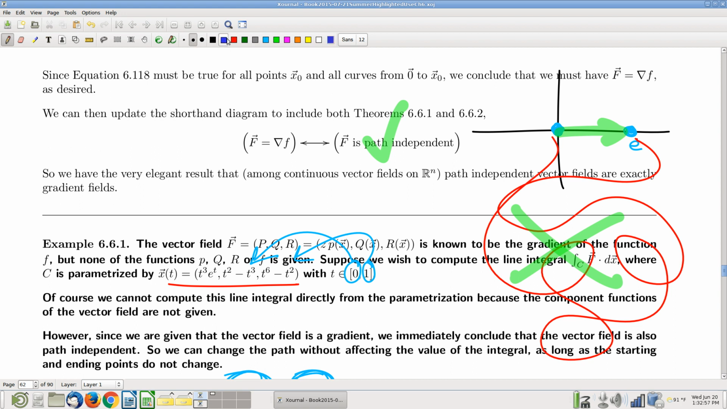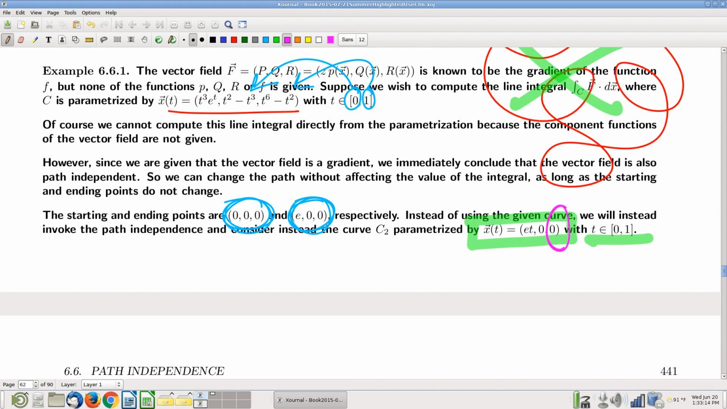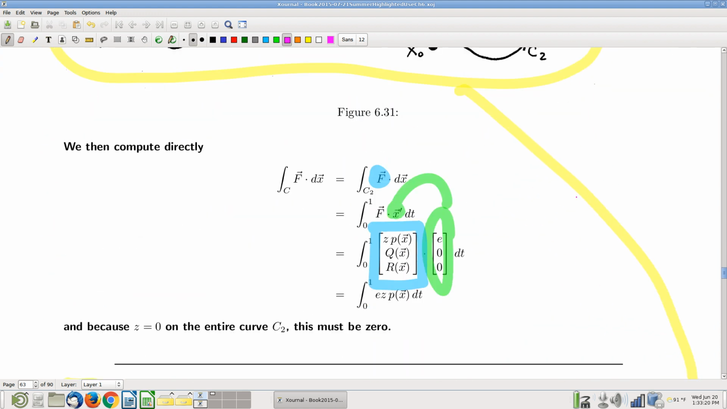This curve, I'll do this in purple. This curve, everywhere along this curve, z is 0. It's on the x-axis. z is 0 everywhere on that curve. You can see it right down here in the parameterization that we made. z is 0. And that means that in this integral here, that z is 0. So we're doing an integral of 0. The answer is 0, and we're done. Everybody see how that works?